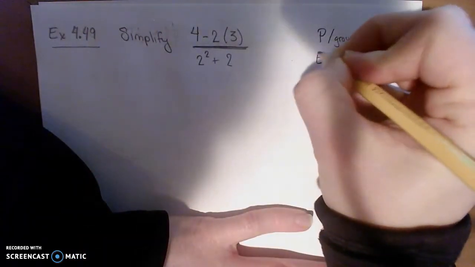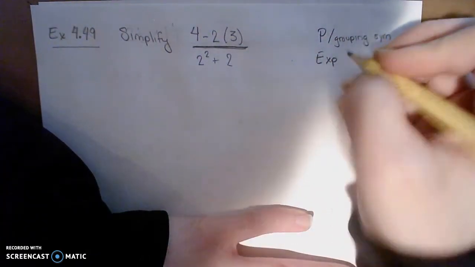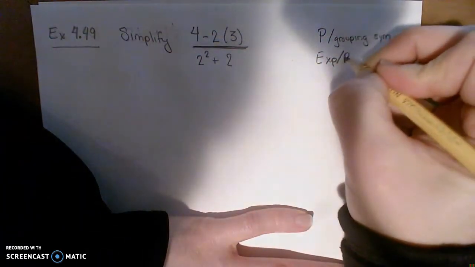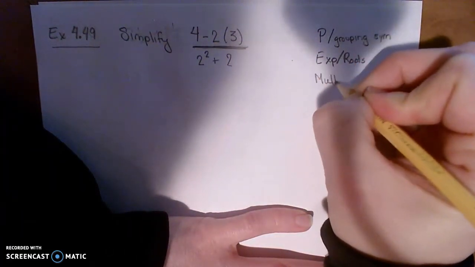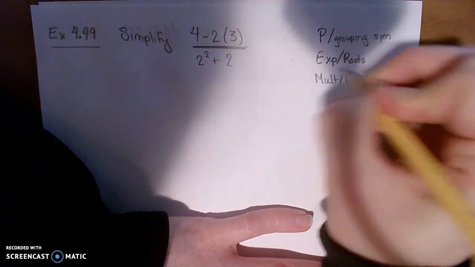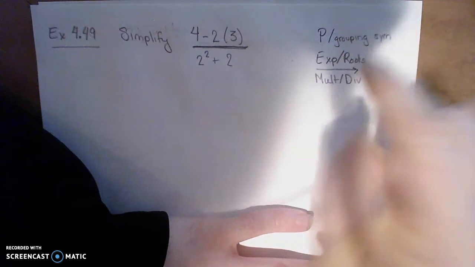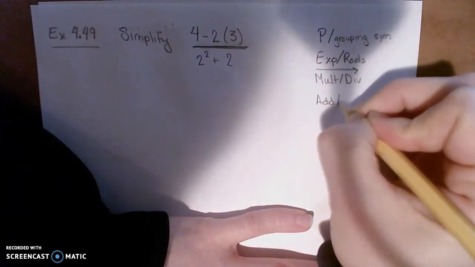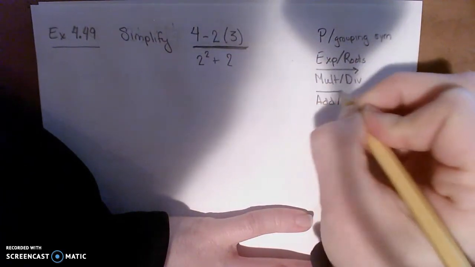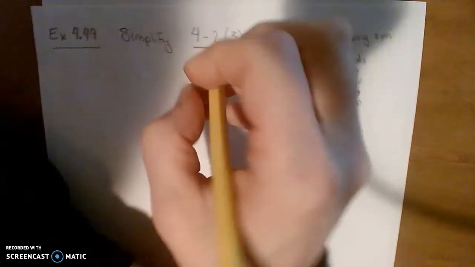All right, and then we do exponents, and later on we'll get to roots, which are inverses of each other. Then we do multiplication and division. And again, we do those from left to right because they're on the same level there. And addition and subtraction in the order that we see them from left to right. All right, so let's go ahead and see.